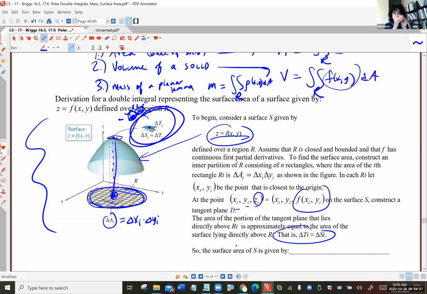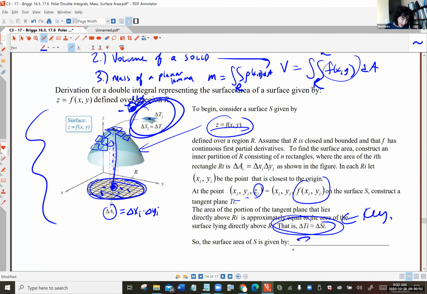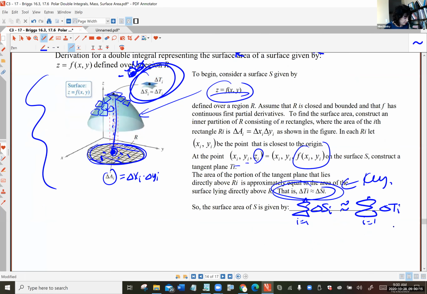That's the plan. We're going to say, hey, that's good enough for government work. If I could find the area of that little portion of a tangent plane, that's going to be approximately the surface area of the curvy thing. So this is the key right here. If you do that for every one of these little rectangles, you're going to get a bunch of little tangent planes covering this entire surface, and you're going to sum them up. The sum of all the delta S sub i's, which is what we wish we could get, is going to be approximated by the sum of all the little surface areas of those tangent planes, which I do know how to find, as you'll see in a moment.